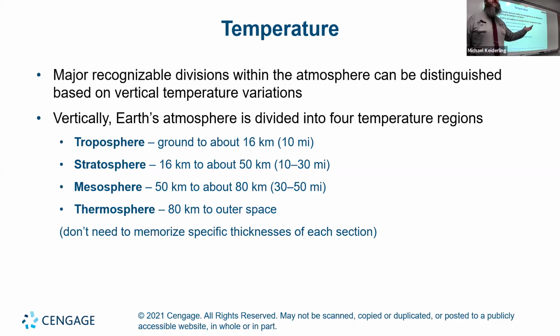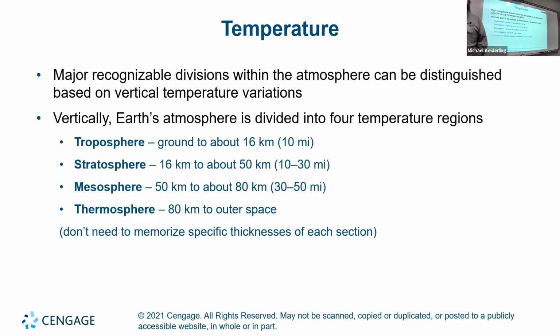Above the troposphere is the stratosphere. It's from about 16 kilometers to about 50 kilometers or about 10 to 30 miles. In the stratosphere, the temperature changes direction. So in the troposphere, as you increase in altitude, it gets colder. In the stratosphere, it starts to warm.